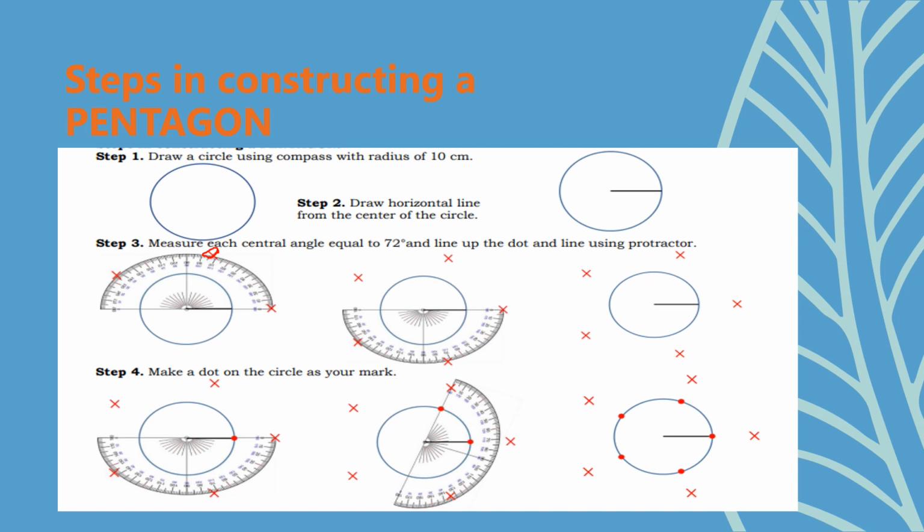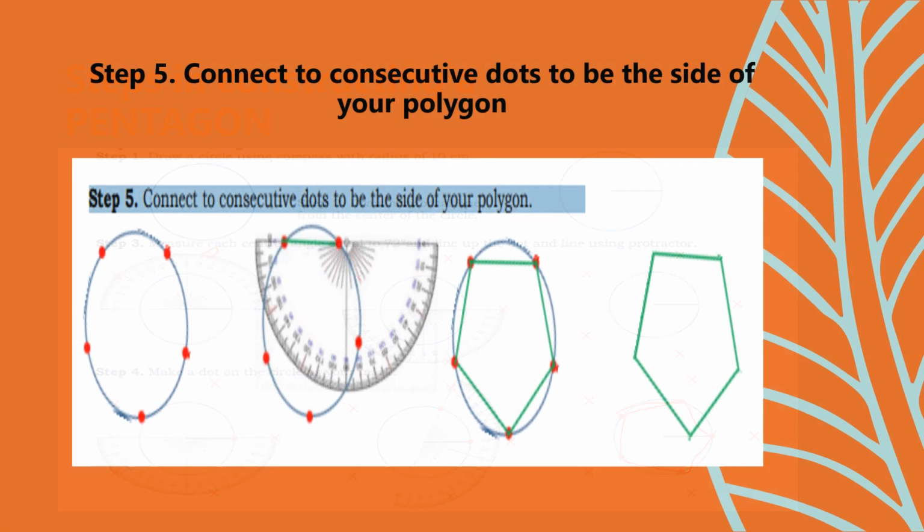And then rotate again. Just keep rotating until you finish the five 72-degree angles, okay? Make a dot on the circle as you mark, like this. Then this is what you will see when all the dots are made, and then try to connect them. Be sure it's in the center. Then you can find out the pentagon. So connect all the dots, like I said earlier. And this is your final product. Just follow the instructions.